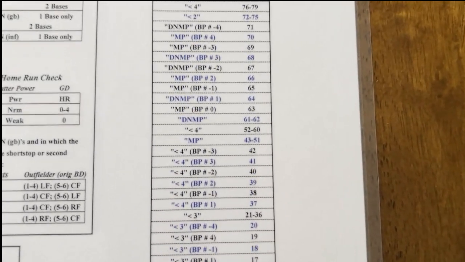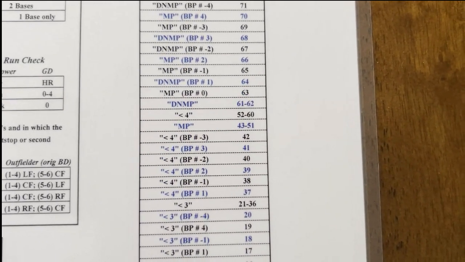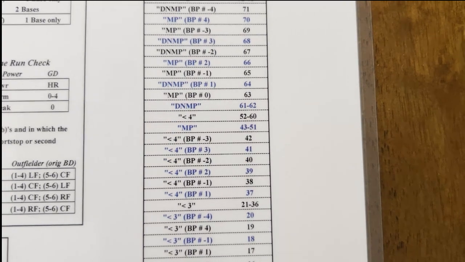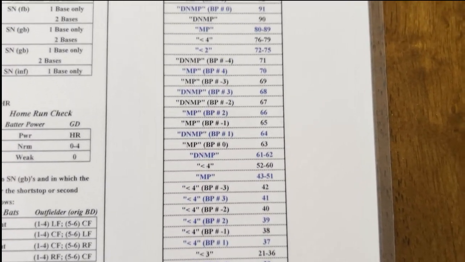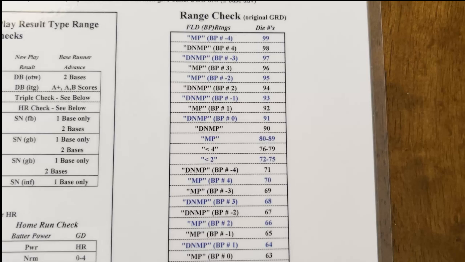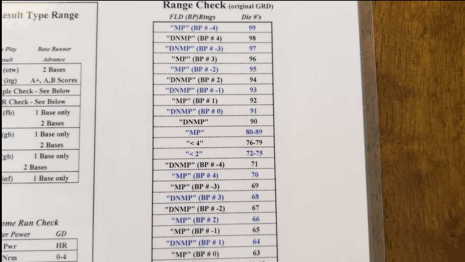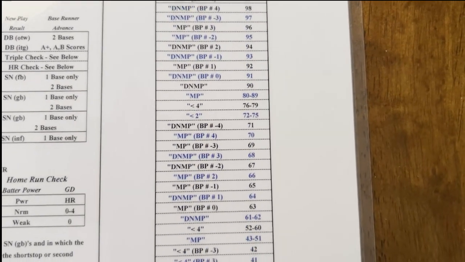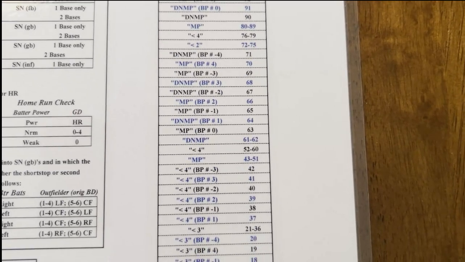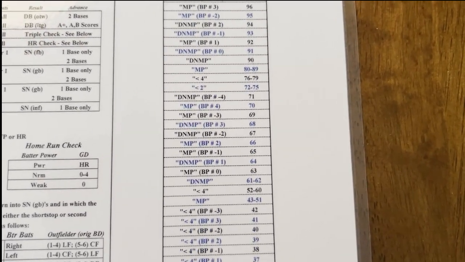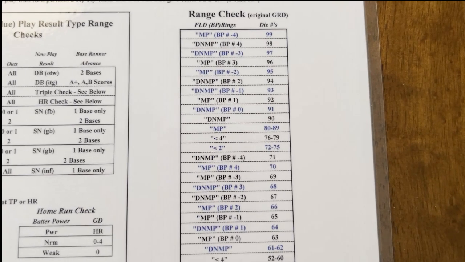There's a few where you see MP and DNMP, where any fielder will make the play or does not make the play. And so that's one of the cool things about the game: sometimes a 4-rated fielder is going to make a play, and sometimes a 1-rated fielder is not. They're not perfect, and they're not that awful that they can't make a play once in a while.